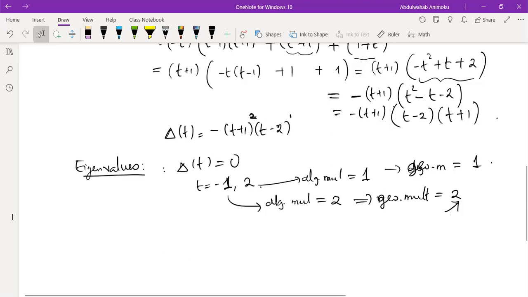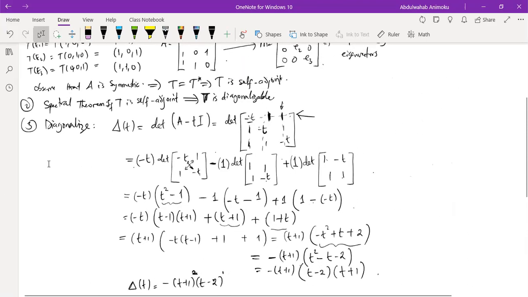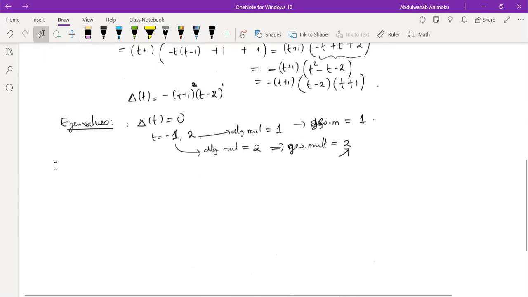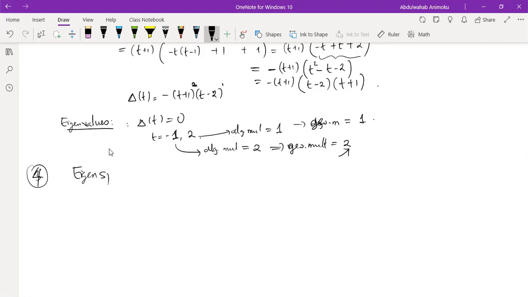So now, what's the next step? Okay, we found the eigenvalues. So the next step is, okay, we're in the fourth step now, to find the eigenspaces of each eigenvalue.